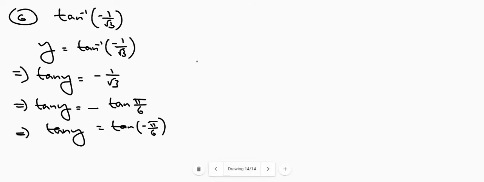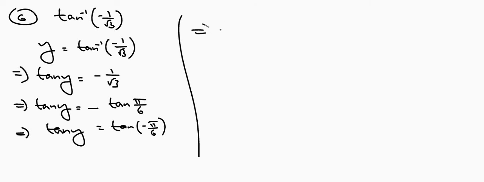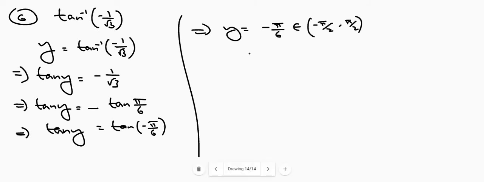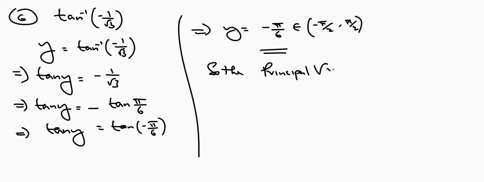That implies y equals minus pi by 6, which is an element of the domain. The value of tan inverse x must be an element of the open interval minus 90 to 90, the range of tan inverse x. So the principal value of tan inverse of minus 1 by root 3 is minus pi by 6.